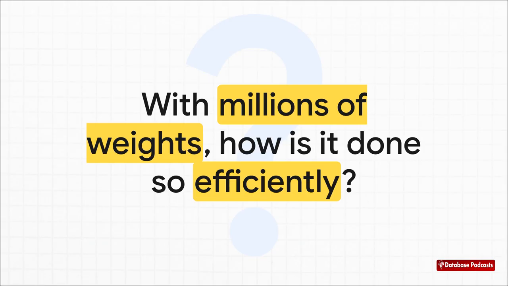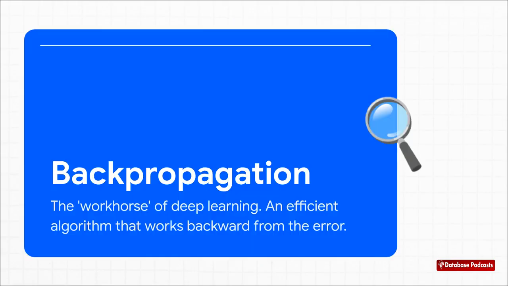Okay, so we know which direction to go, thanks to SGD, and we have a general idea of how fast to go with the learning rate. But a real-world neural network can have millions, sometimes even billions of these weights. Calculating the slope for every single one and updating them all just sounds impossibly slow. So how on earth is it done so efficiently? Well, this is where the real magic happens.